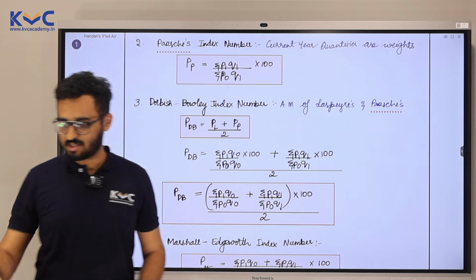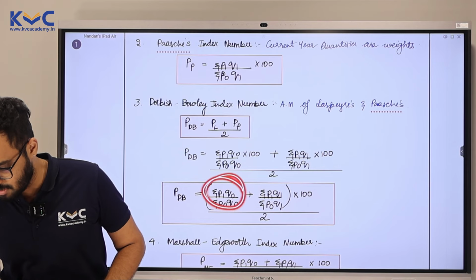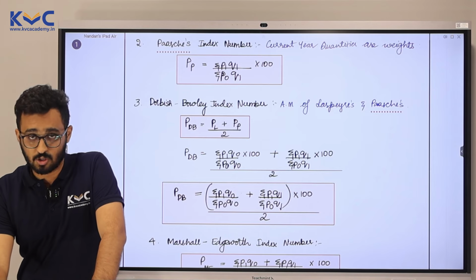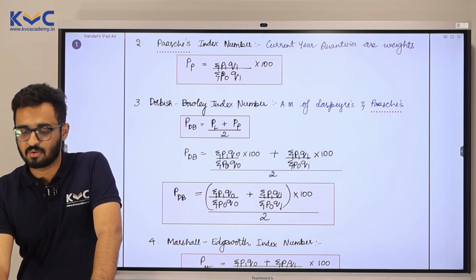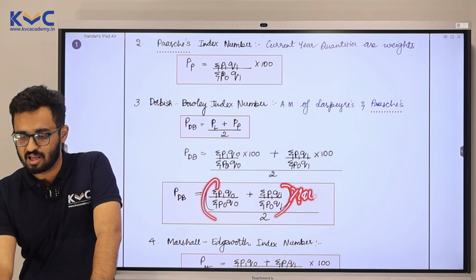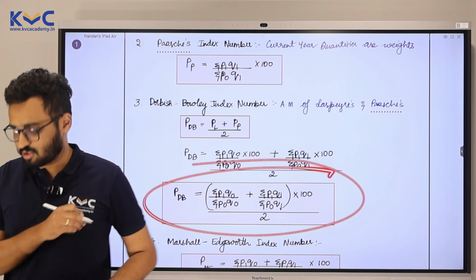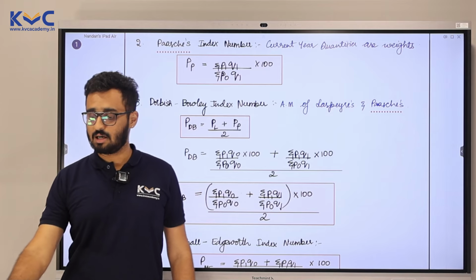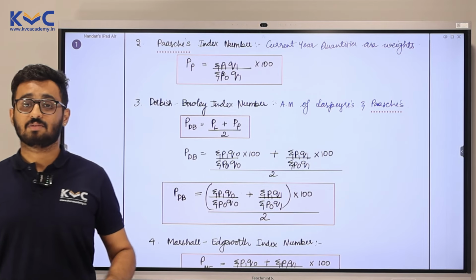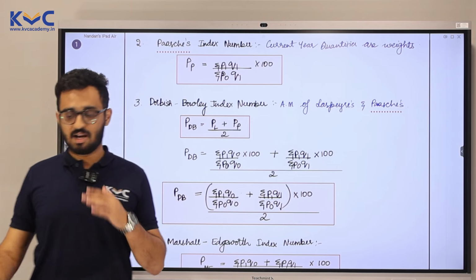Correct? When you further simplify, you can take the 100 common out. So in the numerator, you will have summation P1 Q0 divided by summation P0 Q0 plus summation P1 Q1 divided by summation P0 Q1, whole into 100 divided by 2. Understood? So if Dorbish-Bowley is directly asked in the question, you can go ahead with this formula.